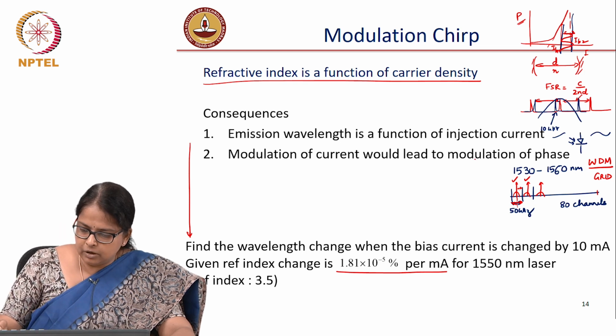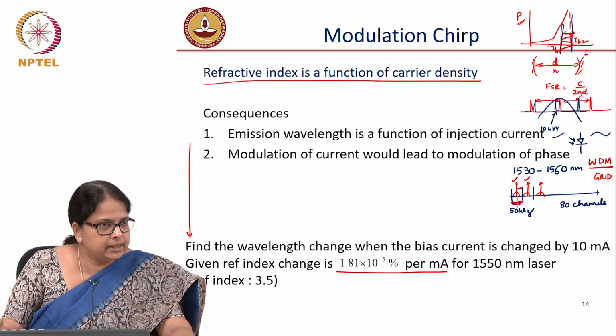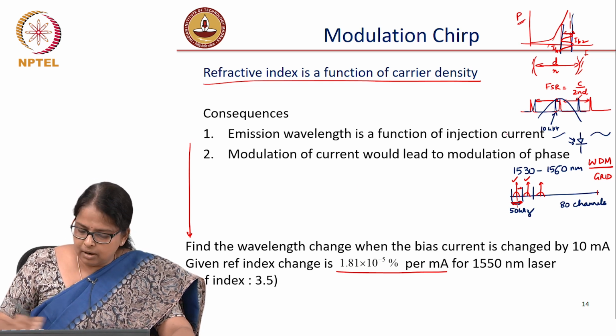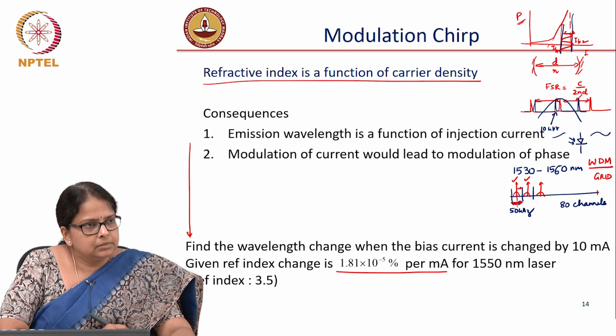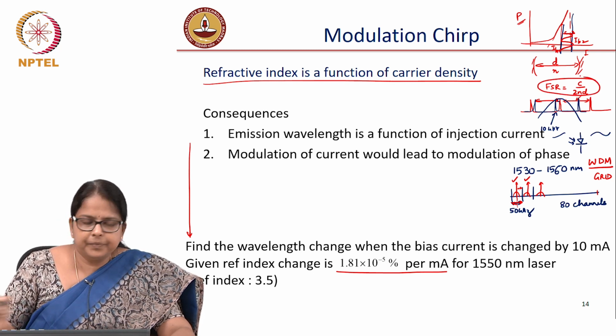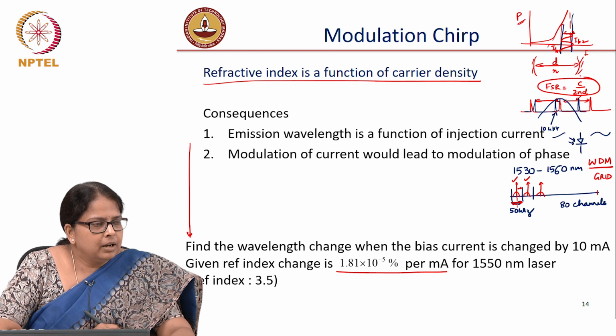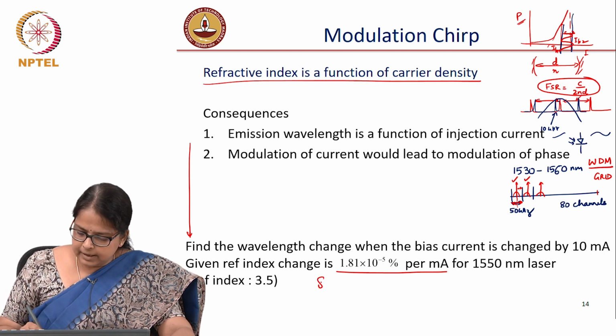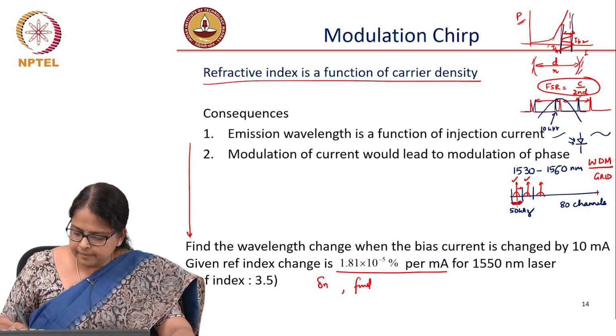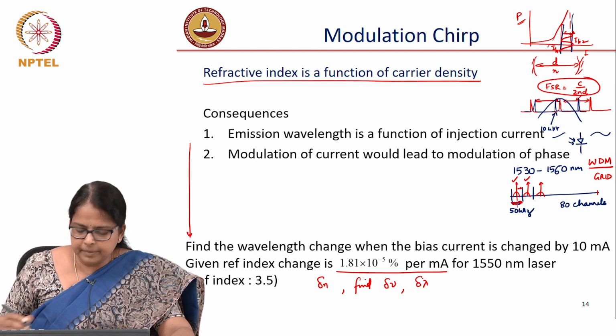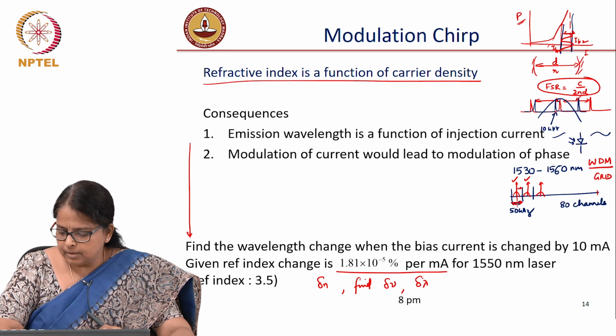So, this question is related not to the dynamic phase change, it is related to the static phase change. So, how would the lambda change? This is the relation you are going to use. The change in FSR will be the change in lambda. So, if I have a delta n change there, what is the corresponding change in delta nu? What is the corresponding change in delta lambda? Given delta n, find delta nu, delta lambda. Work it out, it will come out to be 8 picometer.